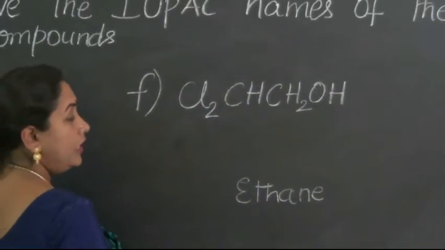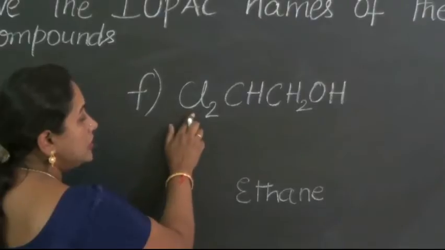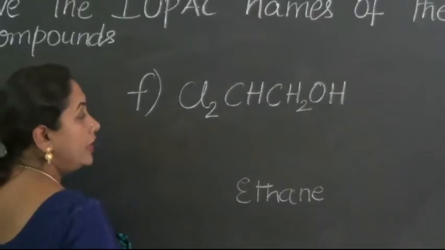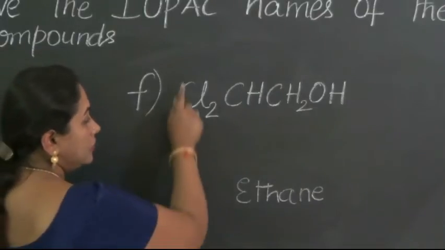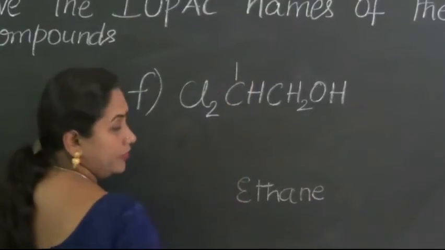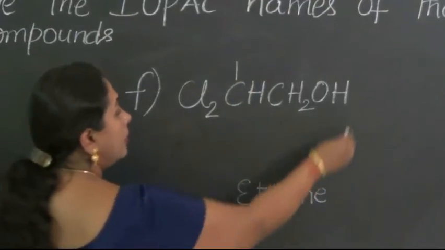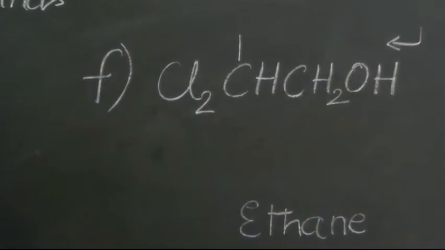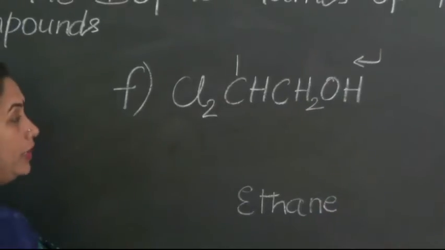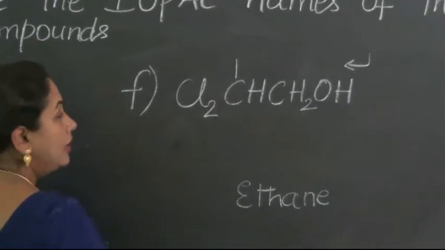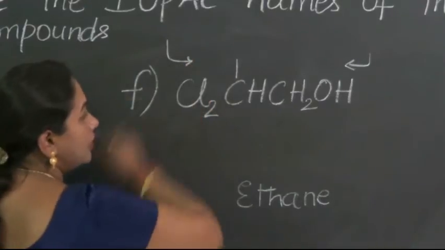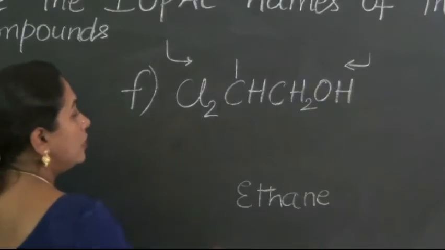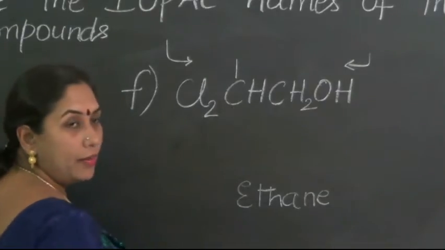But then we have the presence of 2 Cl groups and then 1 OH group. And where are these 2 Cl groups present? With respect to the first carbon atom, because if we number it from this side, the lowest sum rule cannot be applied properly. So in order to satisfy the lowest sum rule, we have to number it from our left.